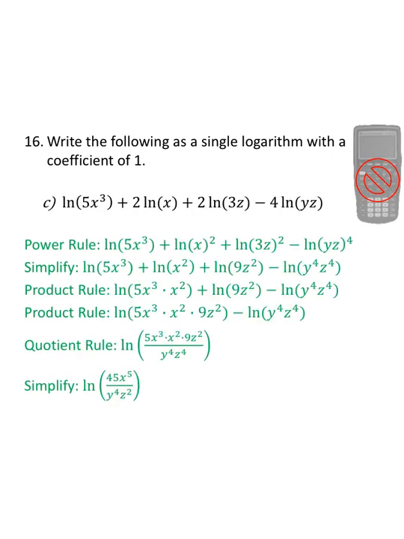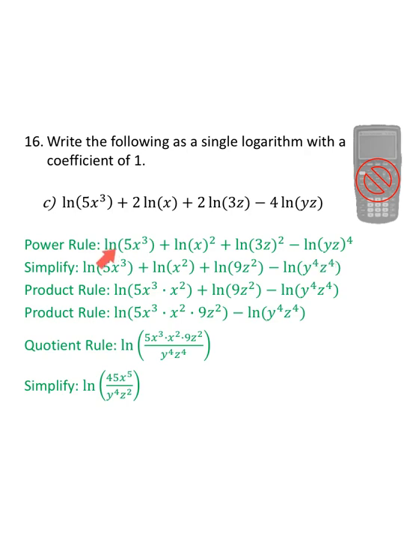Last problem of this type, and based on the order I'm recording this, last problem of all of them. Here we go. The natural log of 5x cubed plus 2 natural log of x plus 2 natural log of 3z minus 4 natural log of yz. This first term does not have a coefficient, so I'm just going to leave it as it is. The 2 coefficient becomes an exponent on my x. The 2 as a coefficient becomes an exponent on my 3z. And the 4 as a coefficient becomes an exponent on my yz.